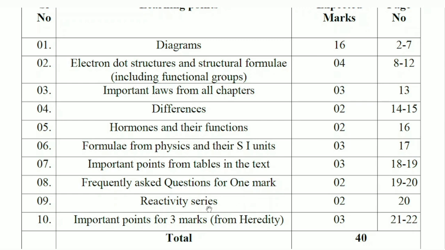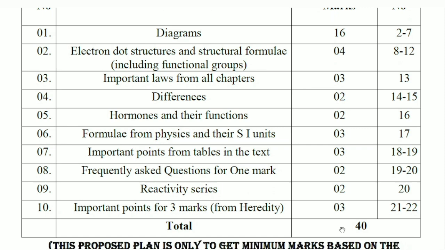And reactivity series, for that also they are giving 2 marks. On the basis of the reactivity series also they are asking the question for 2 marks. And the important points for 3 marks from heredity. From the heredity chapter they are going to ask 1 question that carries 3 marks. So that also I explained, I will show, then easily you can score.